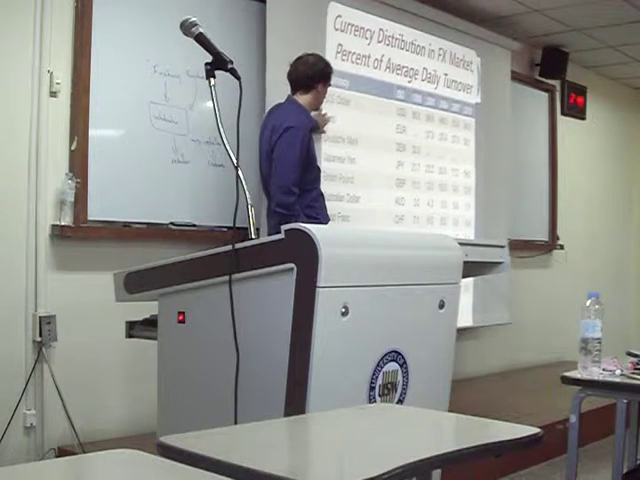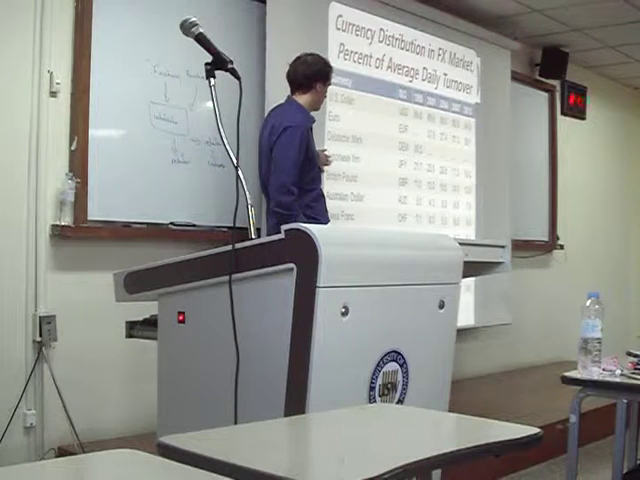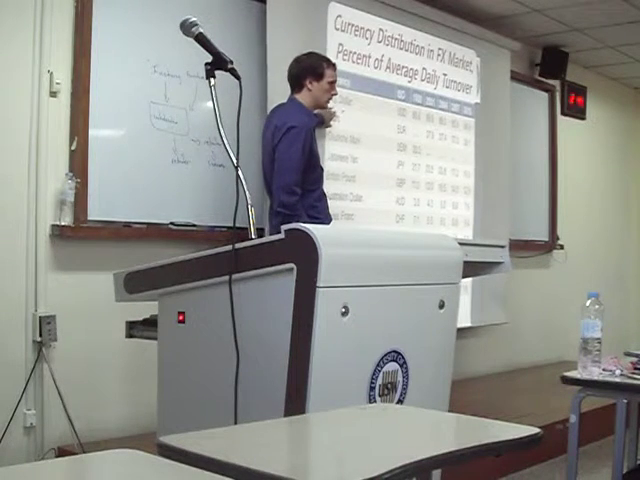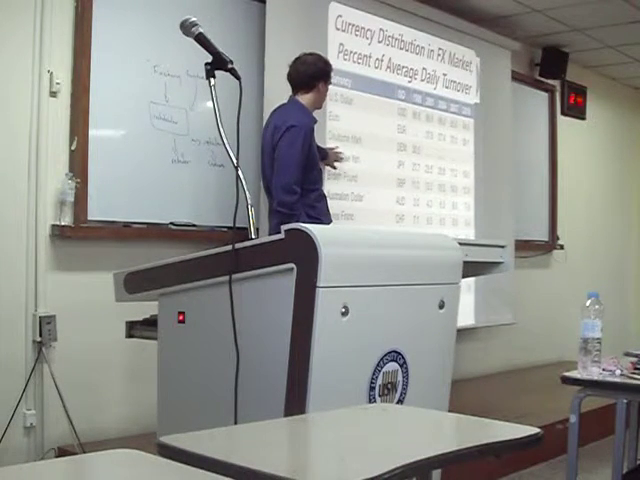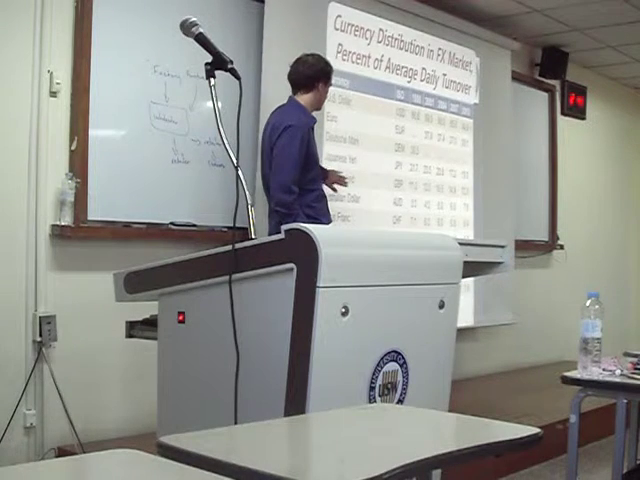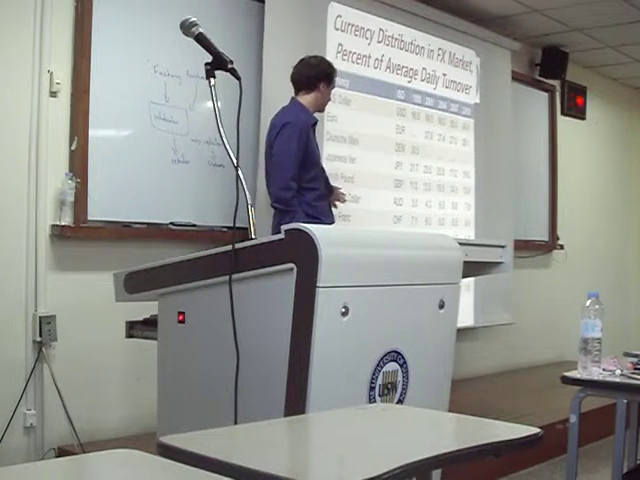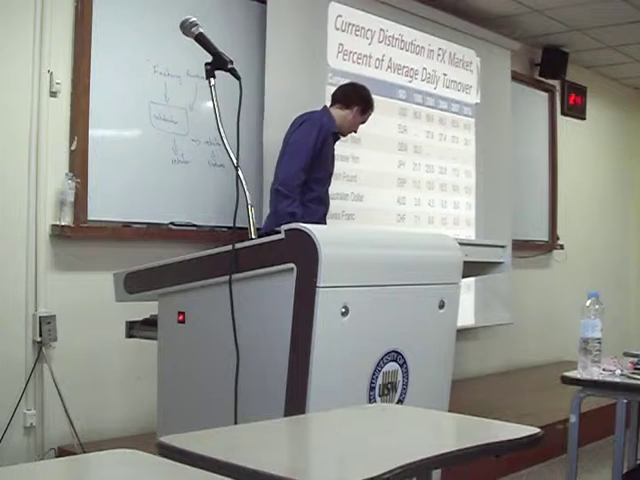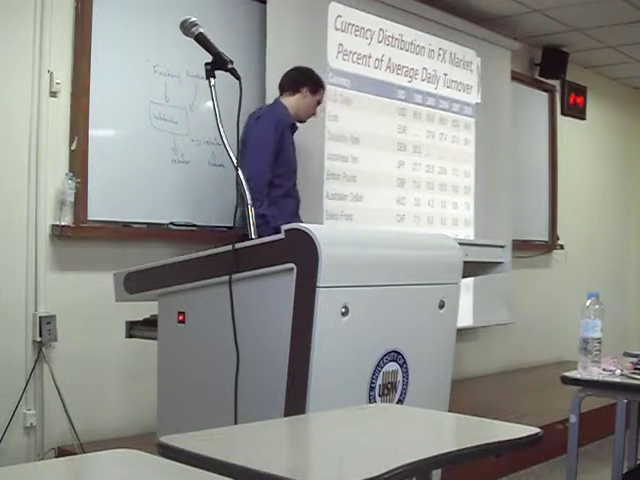US dollar, then euro, then Japanese yen. Euro about half of the US dollar, yen about half of the euro, pound about half of the yen, Australian dollar about half of the pound, Swiss franc, Canadian dollar, Hong Kong, Sweden, New Zealand.